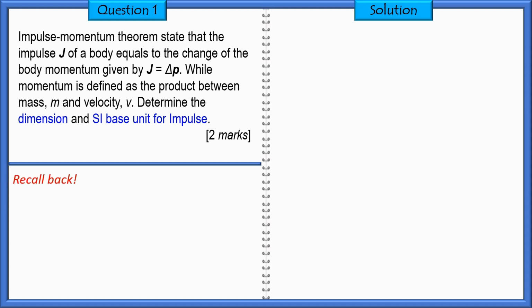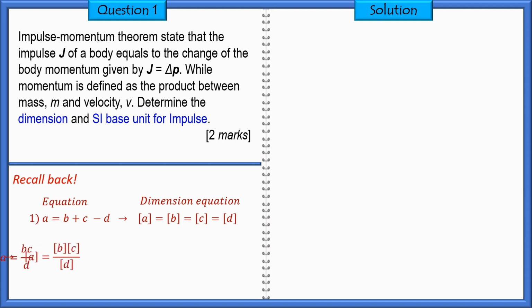We recall back what you have learned before, especially when we want to write down the dimension equation referring to the physics equation. So let's say if we have the addition and subtraction operation, the way we write down the dimension equation is, for each item inside the equation, the dimension is equal. For the multiply and division operation, for the dimension equation, we need to multiply and divide the dimension.